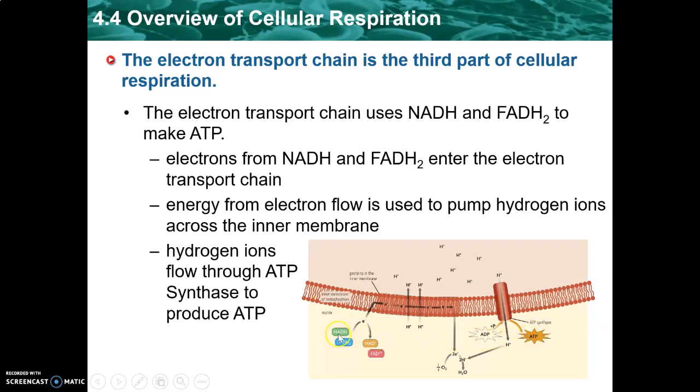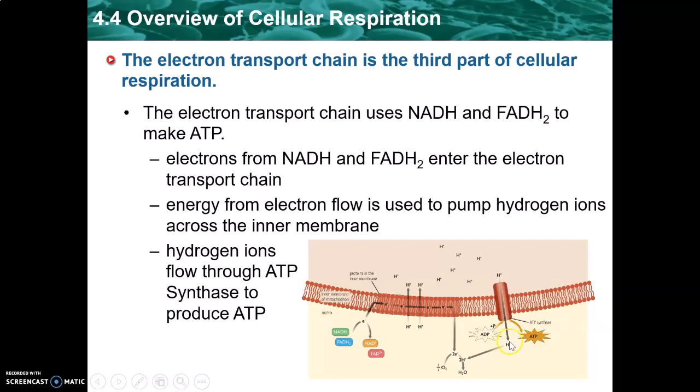So again, look at these electron carriers. We have our NADH, we have our FADH2. What are they doing? They are giving their electrons to this electron transport chain. The electron transport chain is pumping hydrogen ions into the upper part of this diagram here above the membrane. They're building up into a high concentration so they can go through ATP synthase and turn ADP back into ATP.